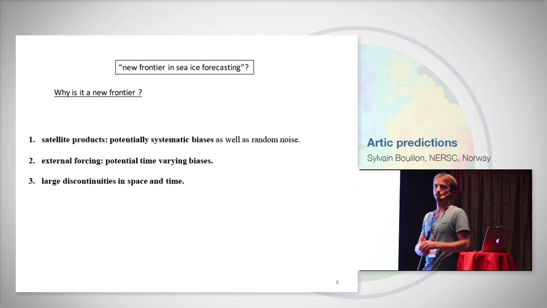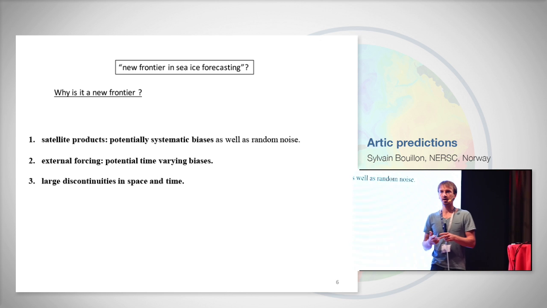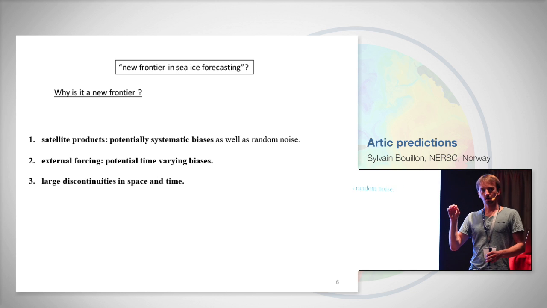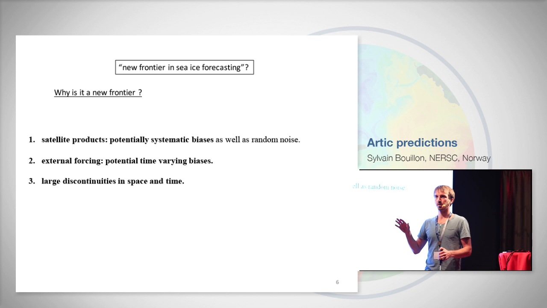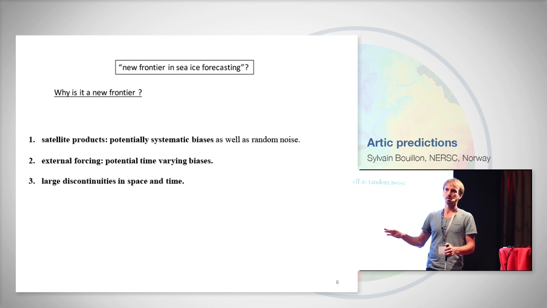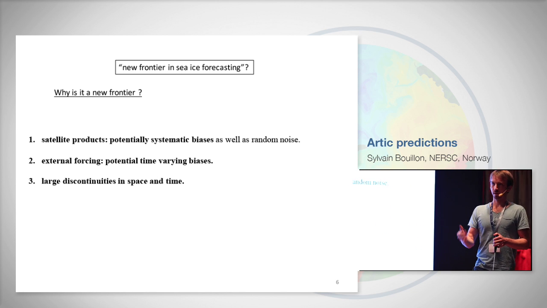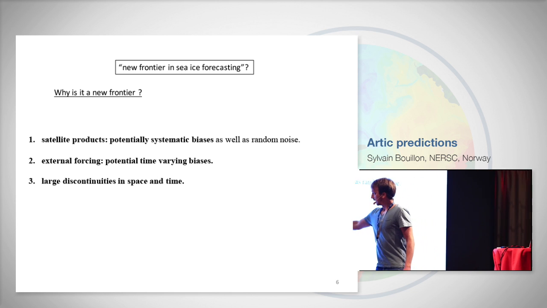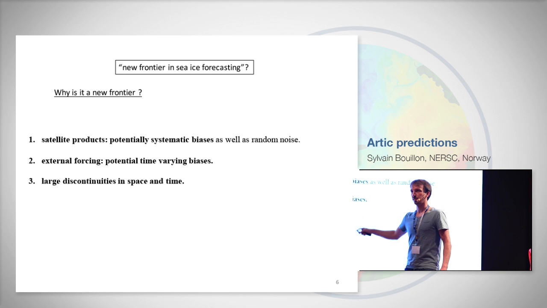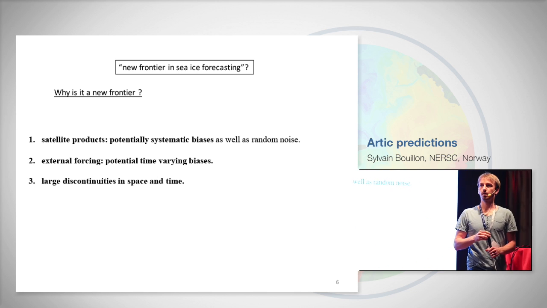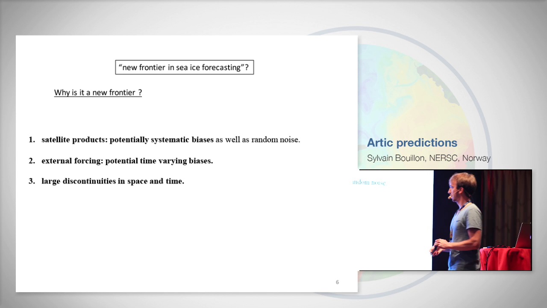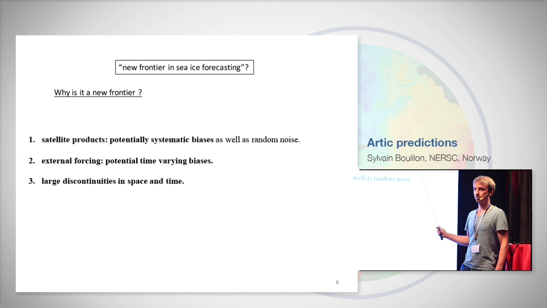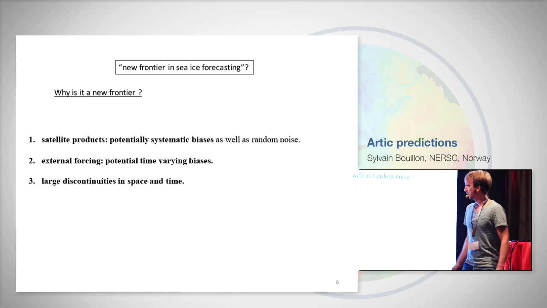But there are also other issues with sea ice forecasting, especially when you do data assimilation. You cannot directly apply methods developed or used for the ocean and the atmosphere directly for the sea ice, or at least that's what I think, for three main reasons. The first one is that in the satellite products available for sea ice, there are systematic biases. So you have to take those biases into account. It's not just a random Gaussian noise around the mean.